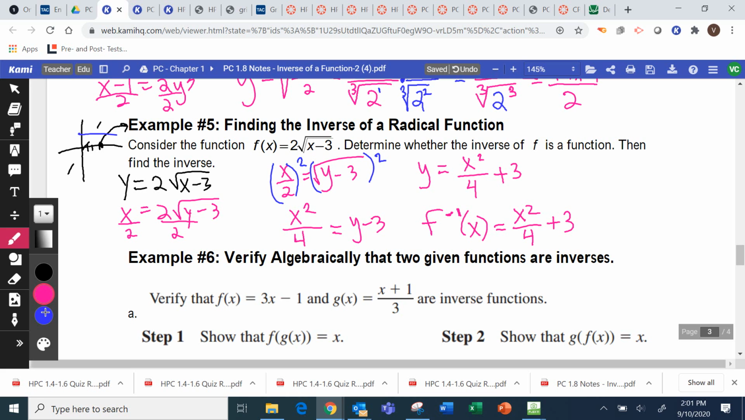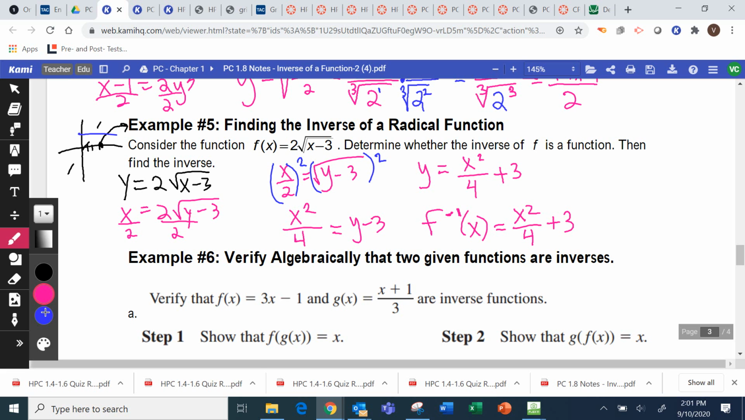What shape does x squared divided by 4 plus 3 make? What is it? I couldn't hear you. What shape is this? Like what parent function? What kind of graph? Oh, quadratic, is that what we're saying? What's quadratic look like? Like a U shape.